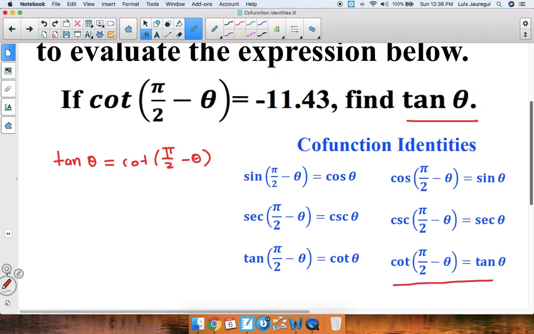The next and last step is to do the substitution and use properties. Now notice that cotangent of pi over 2 minus theta has a value of negative 11.43. Now, by using the transitive property of equality, we can conclude that tangent of theta is equal to negative 11.43.